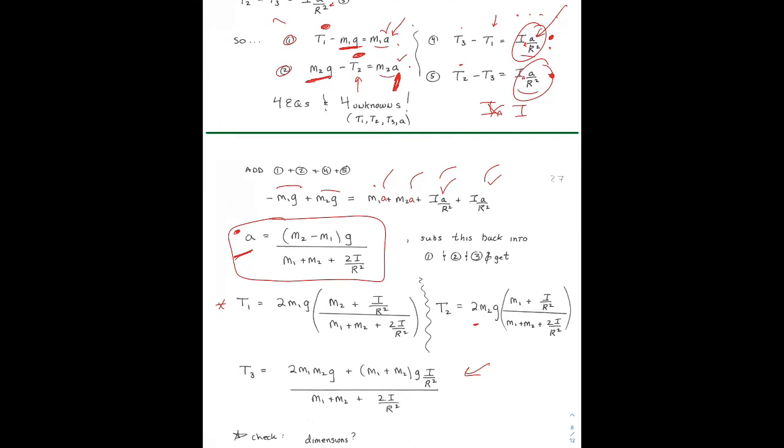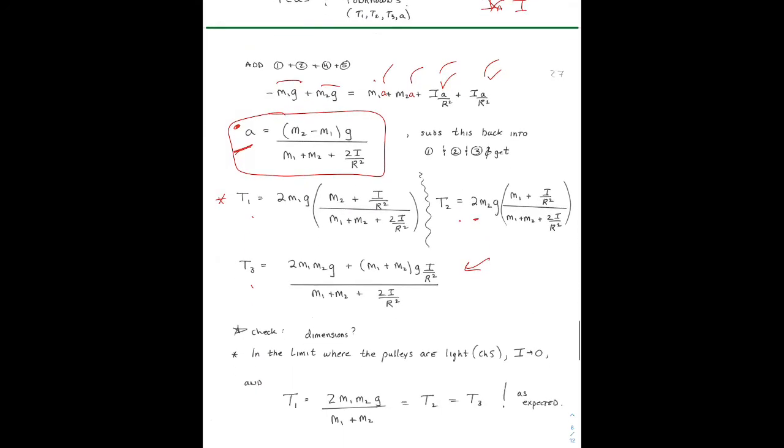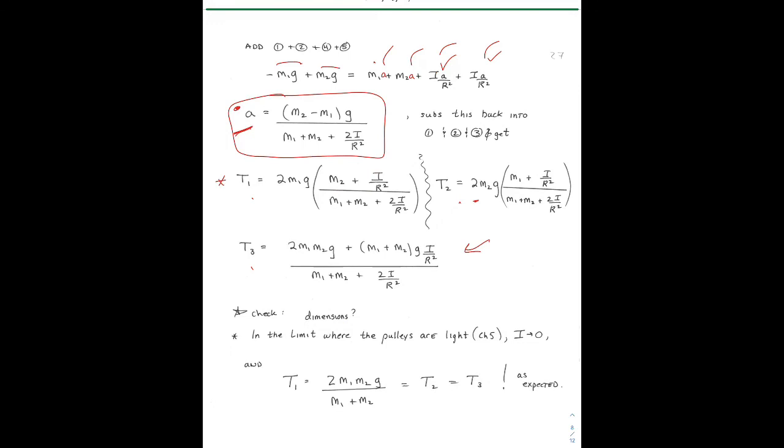So as you can see, all the tensions are different. T1, T2, and T3 are all different. Now, earlier in the semester, we said there's always a couple ways to check to see if your answer makes sense. One of them is to check the units, so dimensionally it's correct. The other way to check is in the limit where something gets big or small, to get some result that you expect.